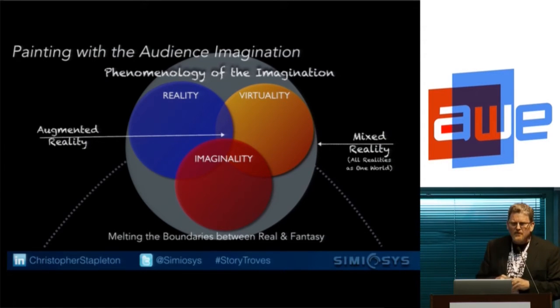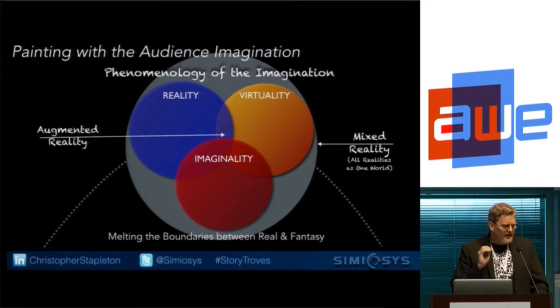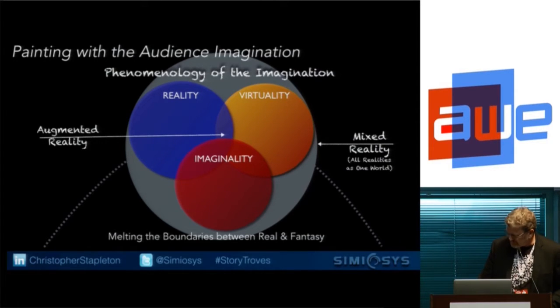But when we talk about mixed reality, we're looking at the reality, virtuality, and imaginality as one world, not separate, not choosing. It's a spectrum, it's a continuum. You can choose which reality you want, in what sense, in what direction, in what dimension. Those are palettes to the artist to create the story they need to.